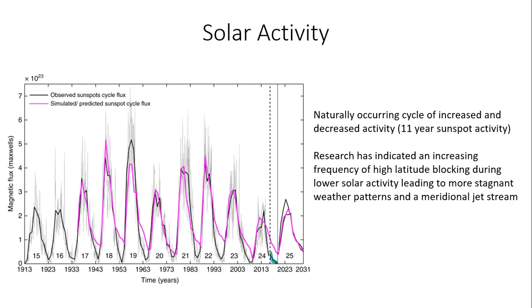I also want to take a look at solar activity. This graph shows the predicted sunspot cycle flux. Max sunspots generally occur on the order of 11 years. It's a naturally occurring cycle of increased and decreased solar activity from the sun, showing the years from 1913 all the way up to the present time. There are some projections in the future in solar cycle 25 as well, generally showing a peak in the solar activity expected 2023 to 2024.